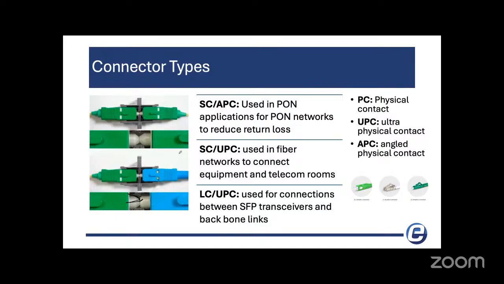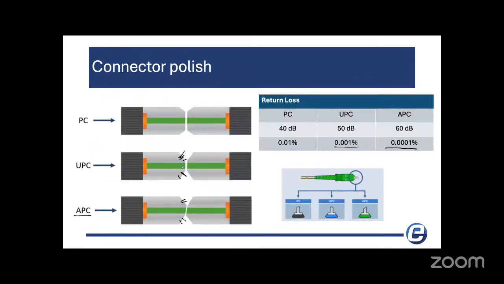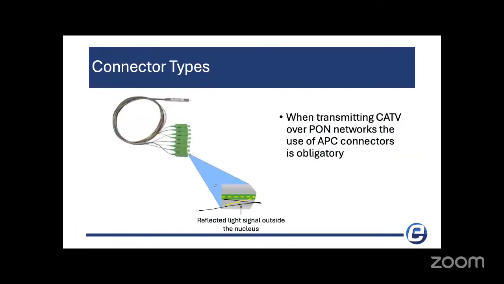So what does PC mean? Physical contact. So UPC is ultra physical contact and APC is angled physical contact. You can see it right here in the connection. You have physical contact and a smaller area here, so it's ultra. And here you see the angle of the connection.